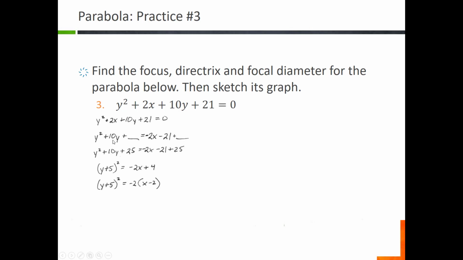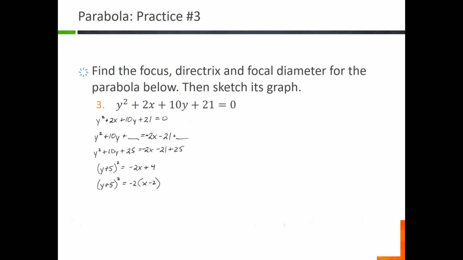So we have y squared plus 10y plus whatever we need to complete the square. It's going to equal negative 2x minus 21 plus whatever we add. Half of 10 is 5, and 5 squared is 25, so we're adding a 25 to both sides. We factor the left, simplify the right, and then we factor out a negative 2. So (y plus 5) squared equals negative 2 times (x minus 2).